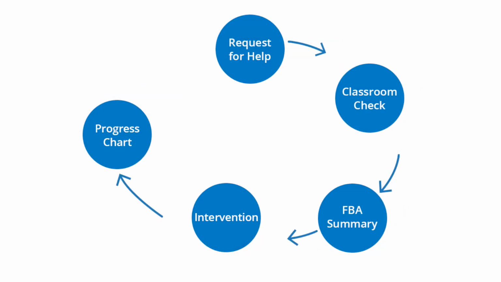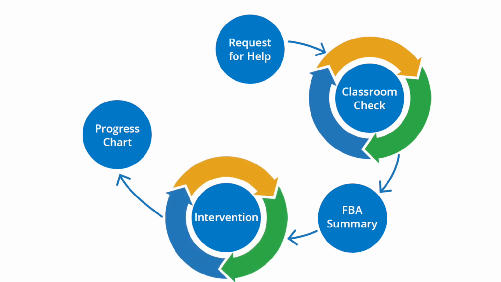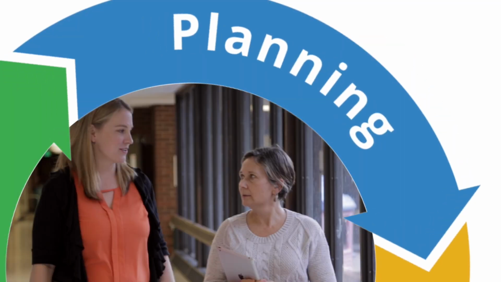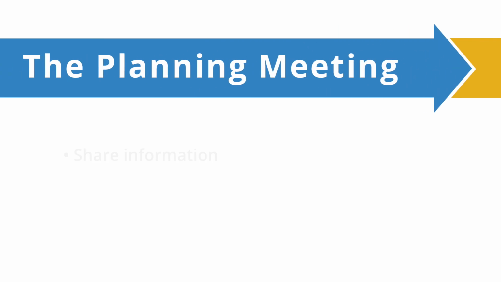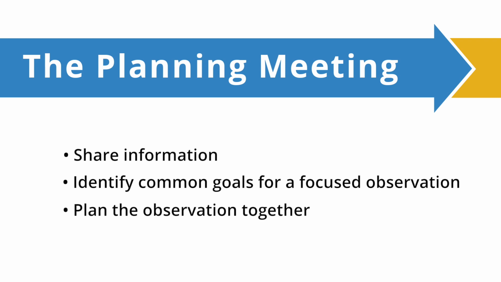Coaching occurs within iBest at 2 specific stages: during the classroom check and during the implementation of the intervention plan. The coaching cycle can occur multiple times during each of these stages, as long as the teacher needs support. This training is on the planning meeting. Planning meetings are opportunities to build a supportive relationship between the coach and the teacher. Planning meetings are used to share information, identify common goals for a focused observation, and plan the focused observation together.